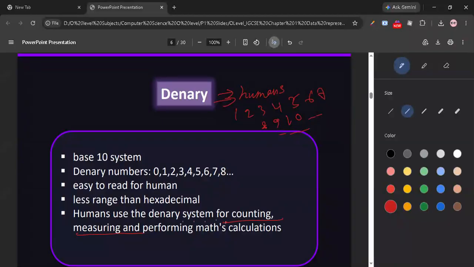Humans use the denary system for counting, measuring, and performing maths calculations. Denary is a base 10 system, 0 to 9. Easy to read, easy to understand. These are the advantages. So these are the things you must know.